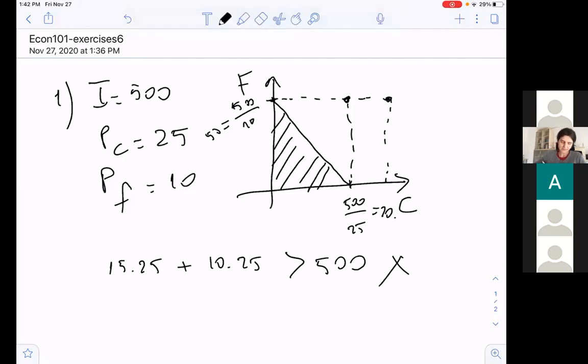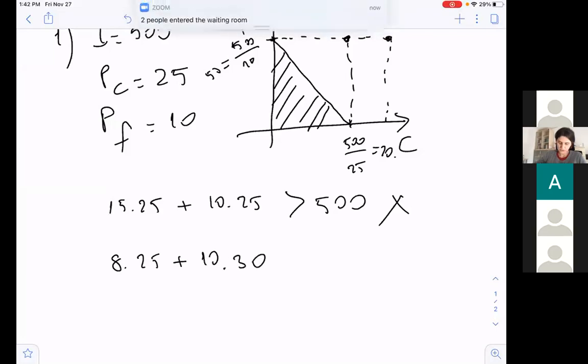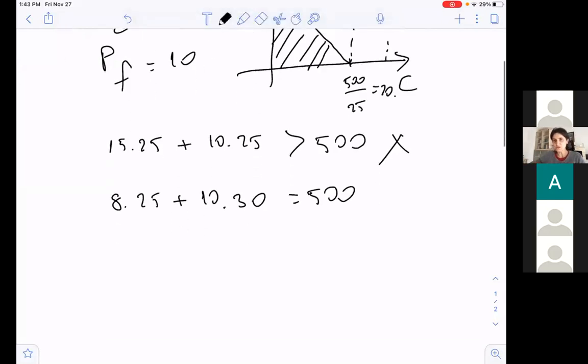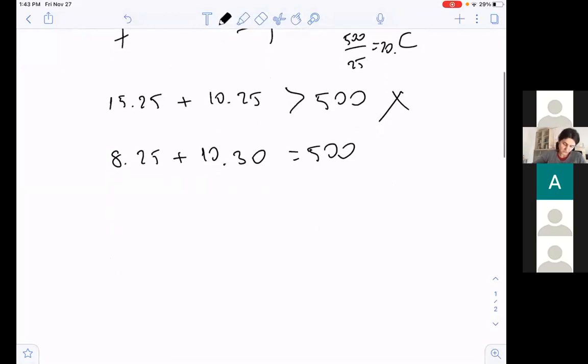Okay. And then 8 units of clothing, 8 times 25 plus 10 times 30. This is 500. So option D is inside the choice set. Okay. So this question is important. The second one, I hope you understand this from the video that I recorded for the second part, on utility.